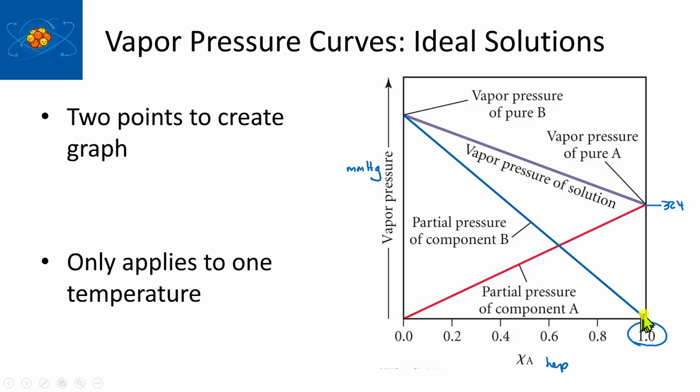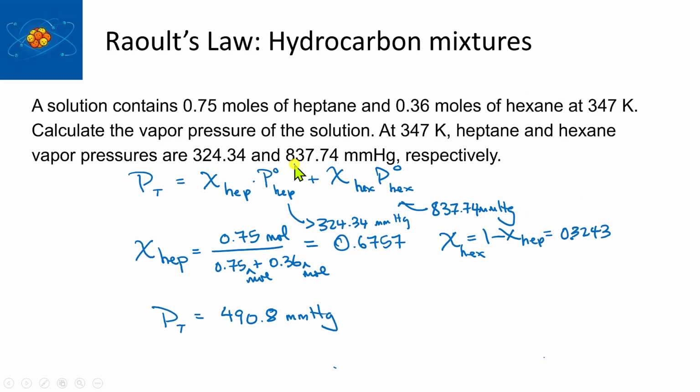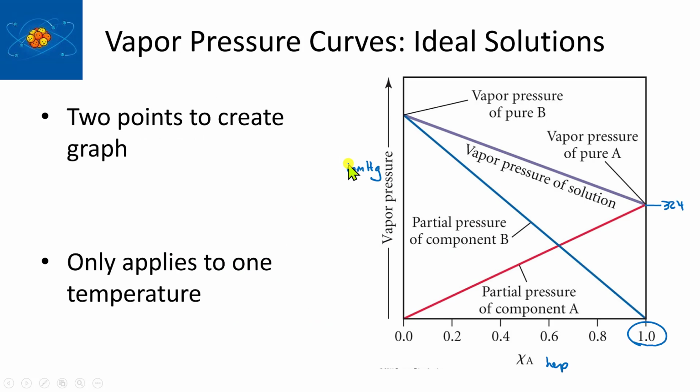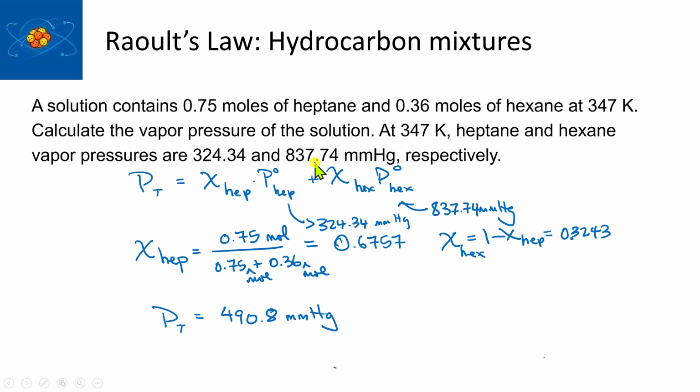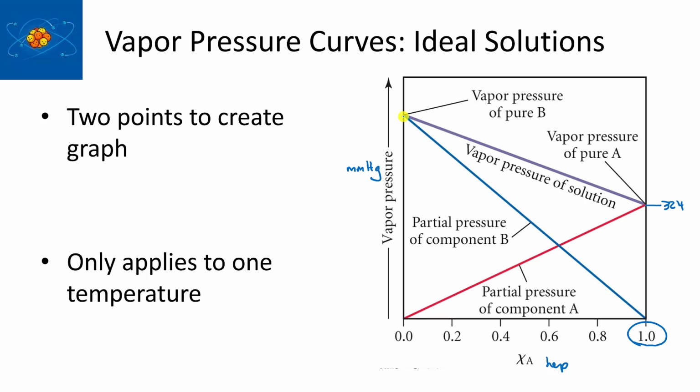Now, that's when you have pure heptane, 100% heptane. When you have 100% hexane, what that means is you have 0% heptane because it's a binary mixture. You're over here. So then this represents the vapor pressure of pure hexane for that particular problem, 837.74, so we'll call that 837.7.